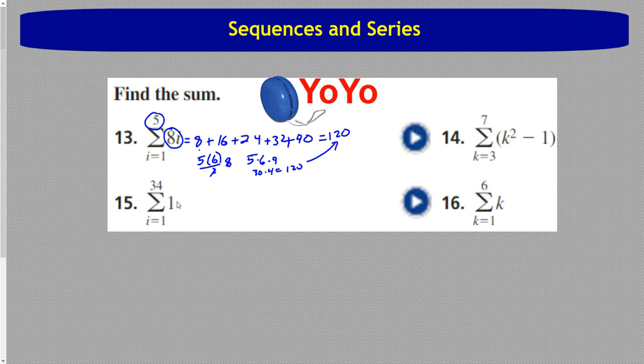Number 15. The rule is just 1, so we're just adding ones a whole bunch of times, right? 34 times to be exact. So if you add up 34 ones, what's your sum going to be? It's got to be 34.